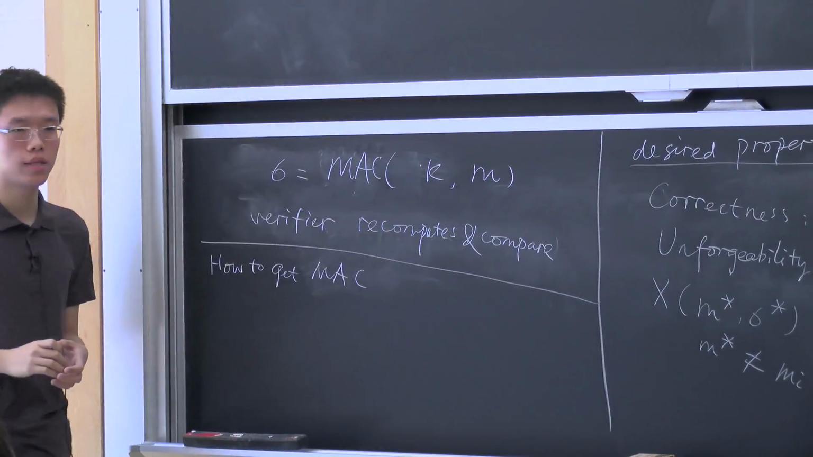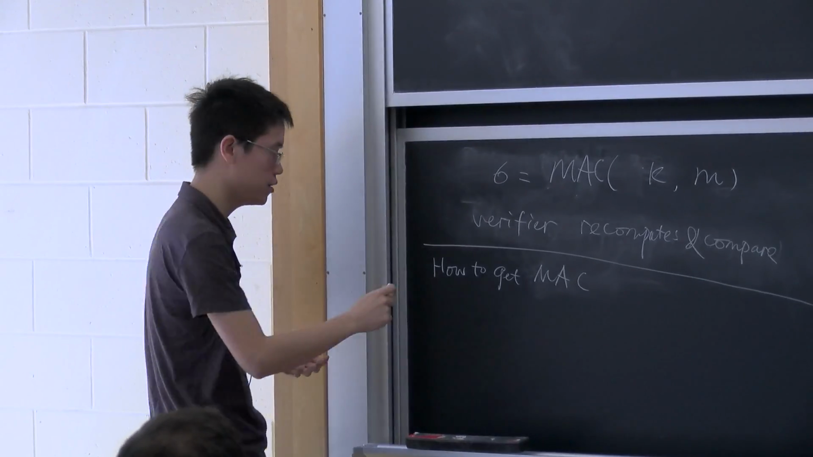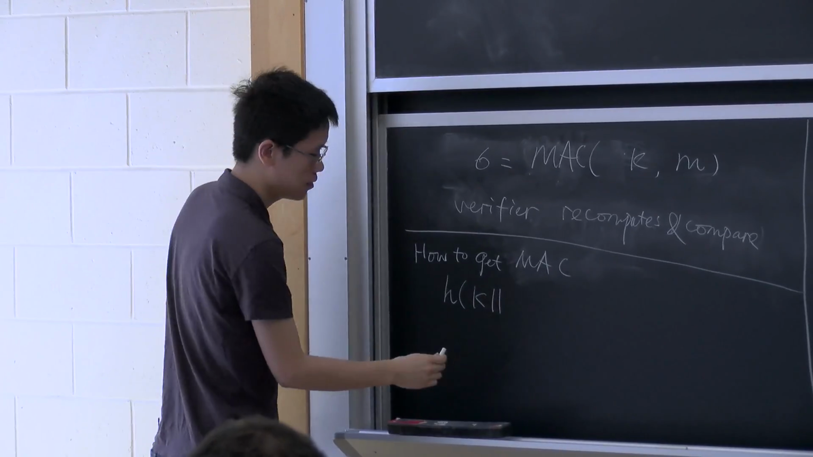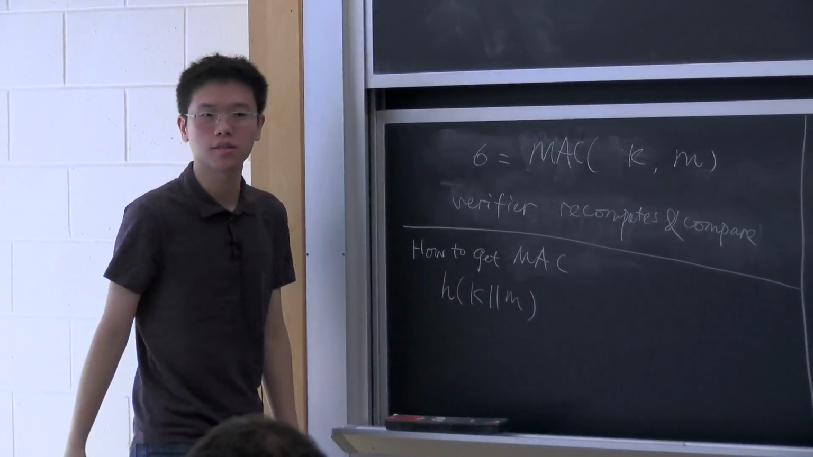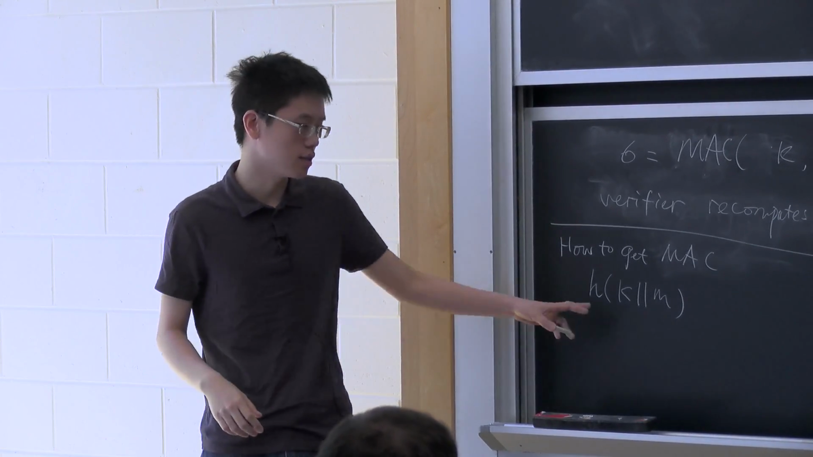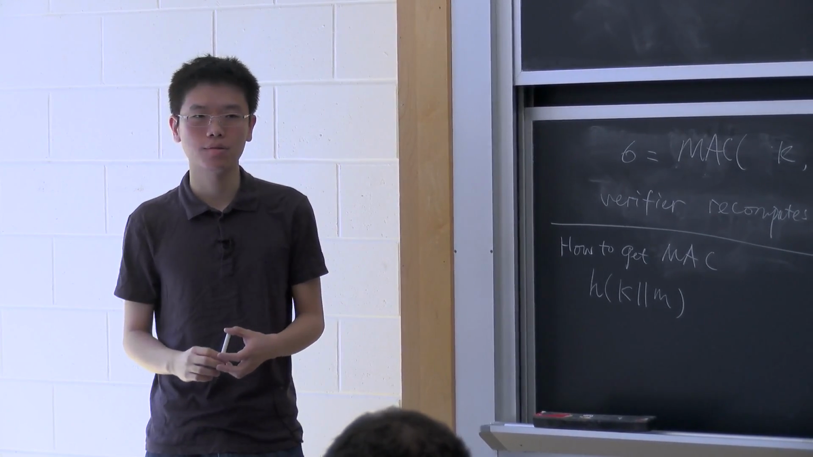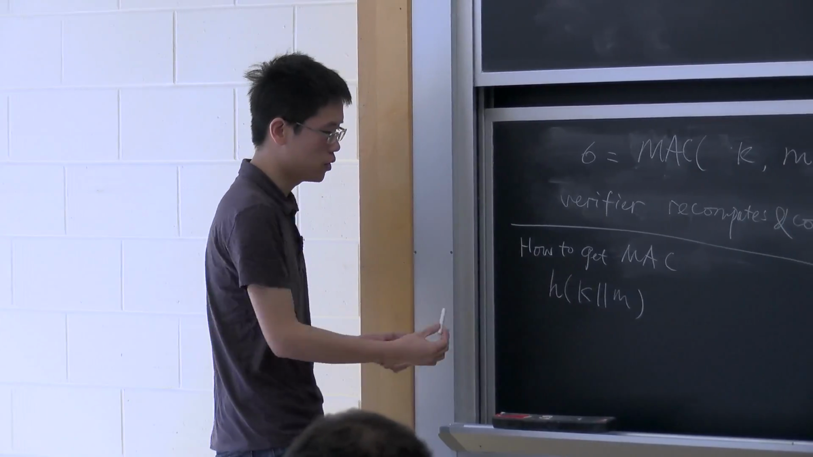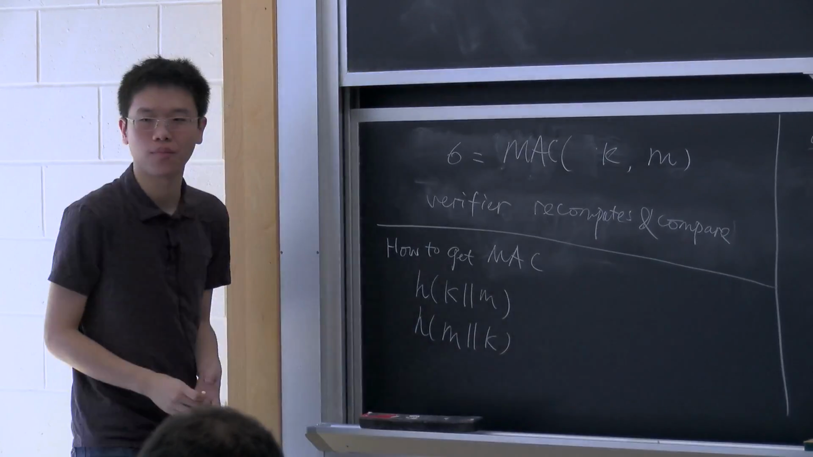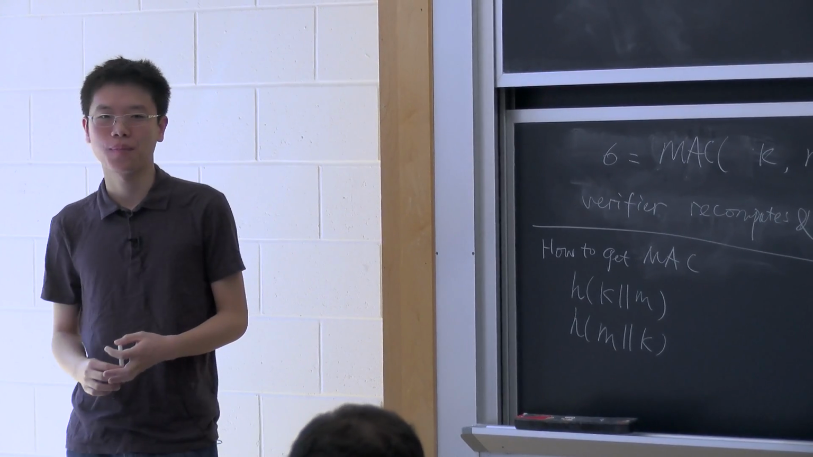How can we get a message authentication code? So several ideas. Can we just hash the key concatenated with the message? Then some other random attacker who doesn't have the key does not know how to compute this thing. That's a reasonable idea. But if we can do it this way, how about we do the message concatenated with the key? Or if you want, you can do key concatenated with message and then concatenate with the key.